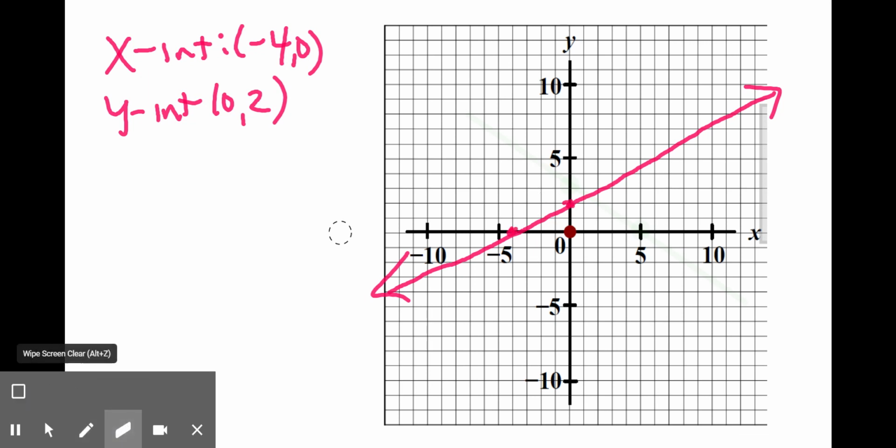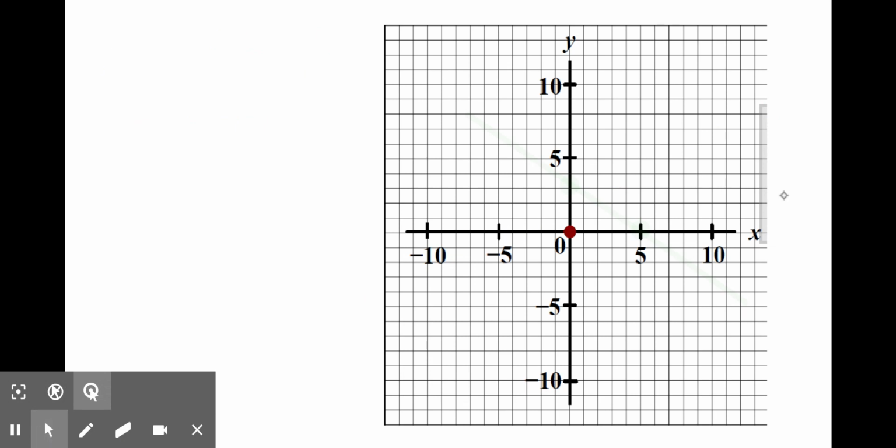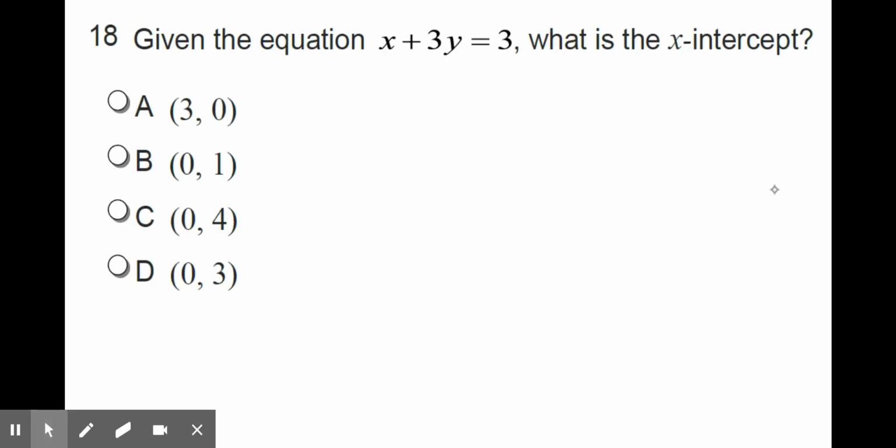All right. And finally, here's a quick one for you. Read the question carefully. Make sure you're finding the correct intercept. And then after that, you're all done.